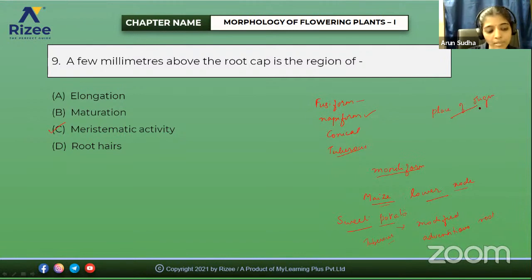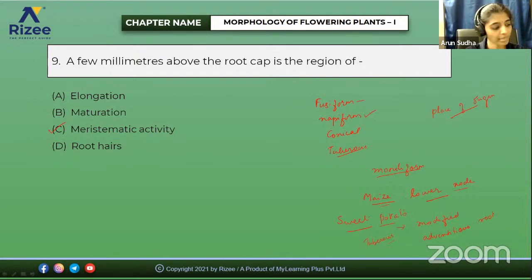Then the next question. Nodulated roots occur in Leguminaceae. Option A is Leguminaceae, option B Solanaceae, C Malvaceae, and then Papilionaceae. Yes, Leguminaceae, because if you see the leguminous plants like peas, they have these nodules. So nodulated roots are present in the Leguminaceae.